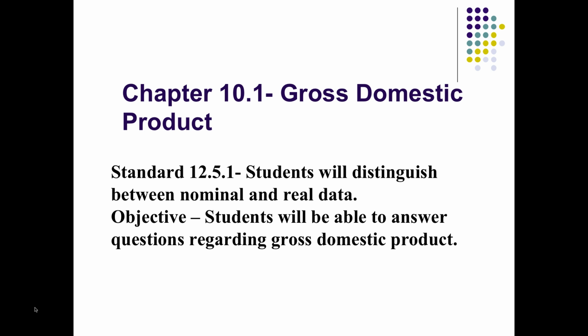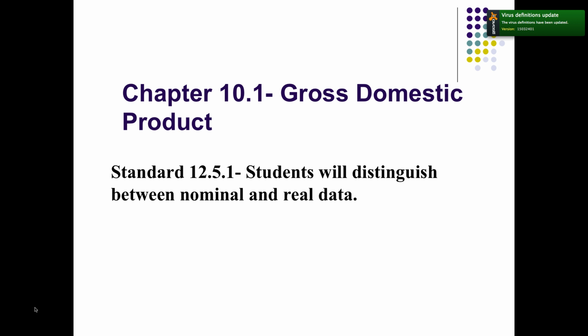Probably the closest synonym for gross domestic product would be production. And when a nation has higher gross domestic product, that means that that nation will have a higher standard of living.